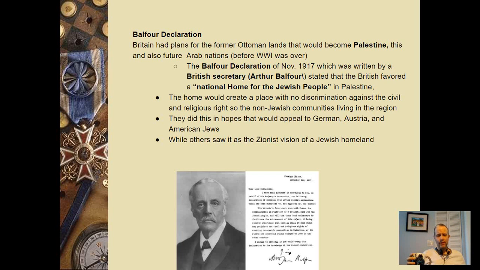Now, while World War One is going on, the British and the French are realizing that there's all this land and area, and they're figuring out what they could possibly do with this claimed land. If they beat Austria-Hungary, the Germans, and the Italians, they take over this land because the Ottoman Empire was supporting them. So what would happen to this area? This is called the Balfour Declaration, written by the British Secretary Arthur Balfour.